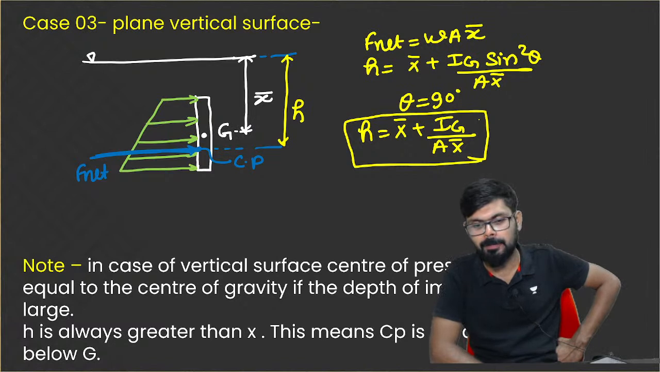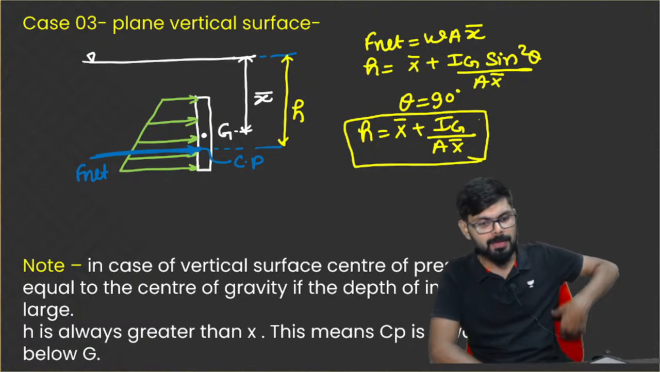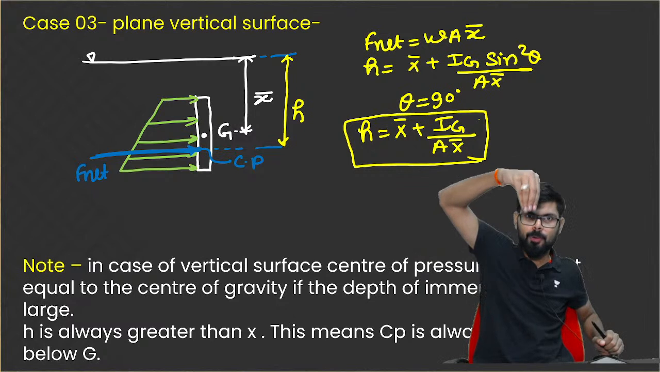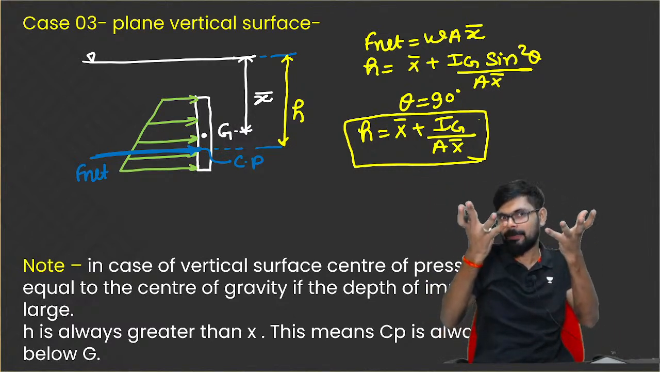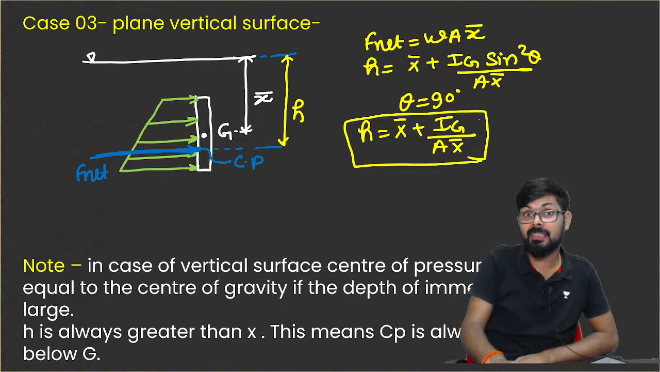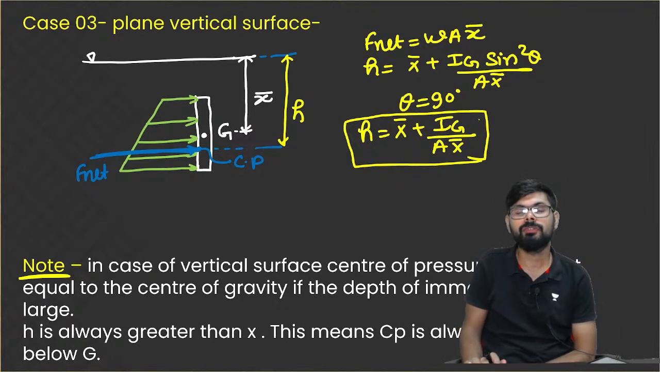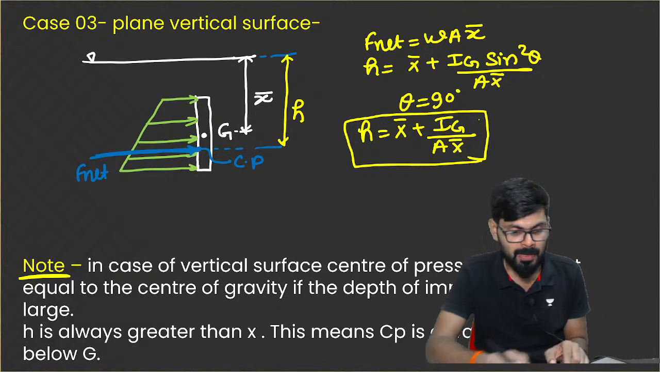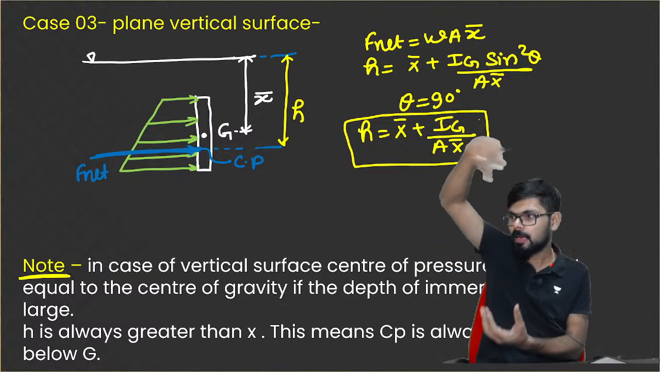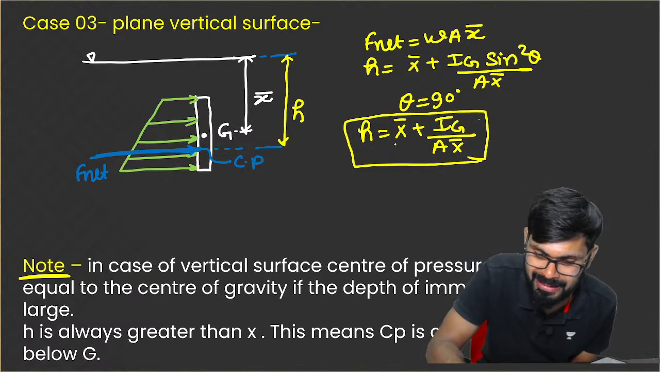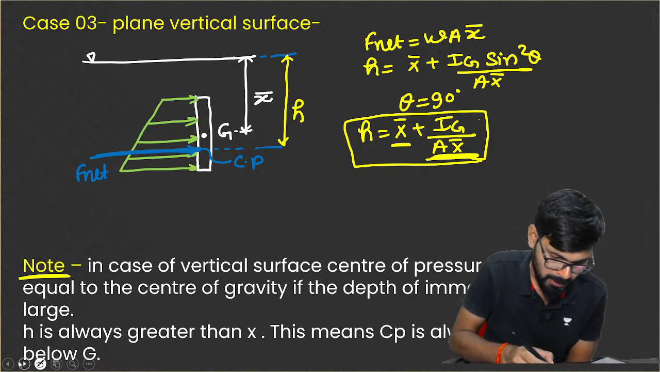Now please listen here carefully. Suppose the depth is very, very high, suppose a vertical plate is there, and that plate keeps on going downwards. So what will happen? x bar value is increasing. This is the point I'm telling you. This is very, very important. Sometimes they will simply say, one time a question already came, that the depth of immersion is very, very high. It means that you have to neglect this part. How? Suppose this plate keeps on going downward, then x bar value keeps on increasing. If x bar value increases, this term is increasing, but this term is decreasing.